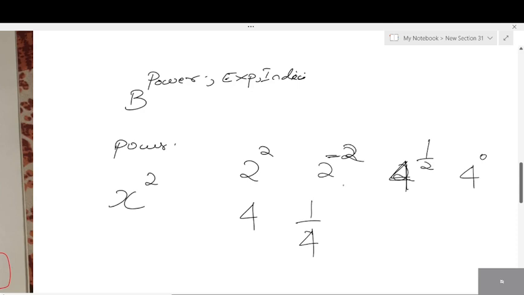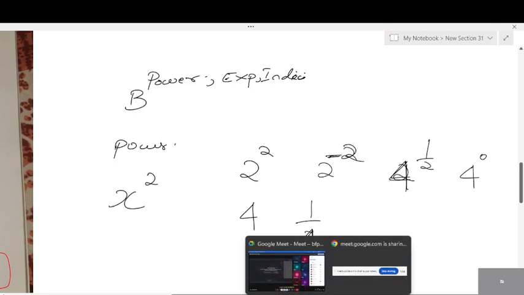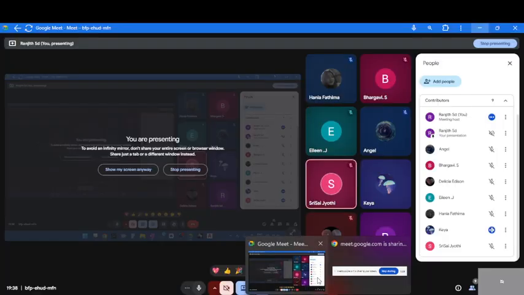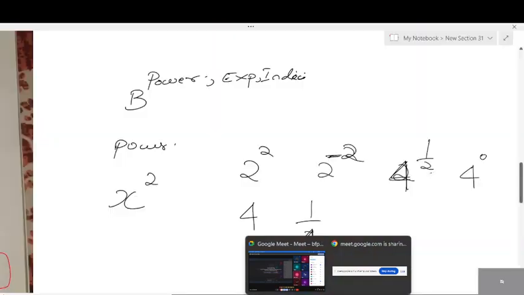See, start writing direct answers, students. Don't write another step. What is 2 to the minus 2? 1 by 4. I think somebody is chatting or texting. Please stop. Who's that? Okay.